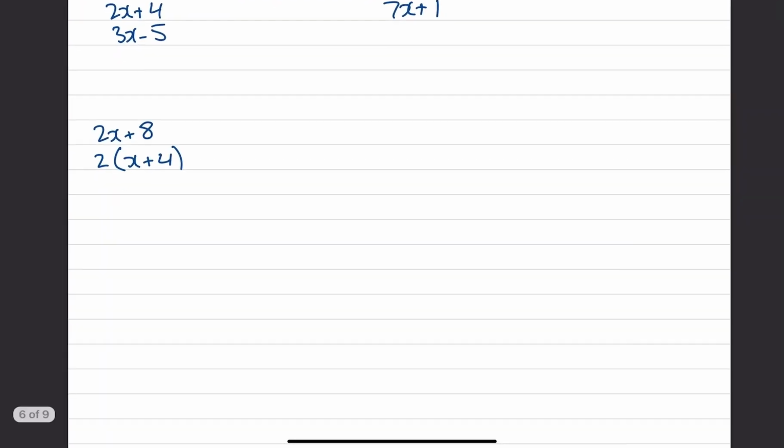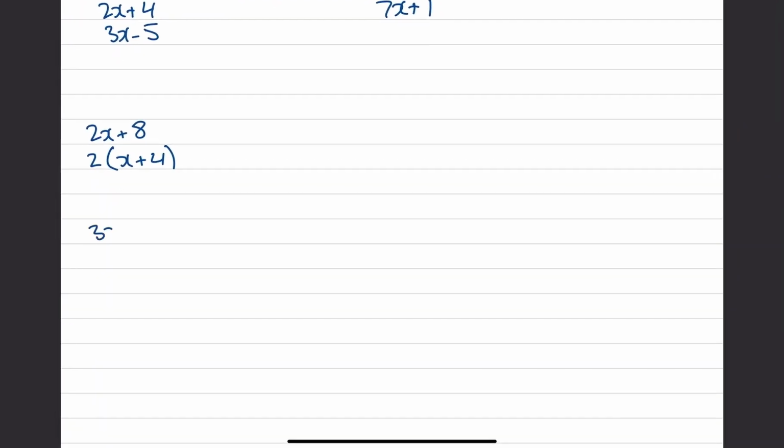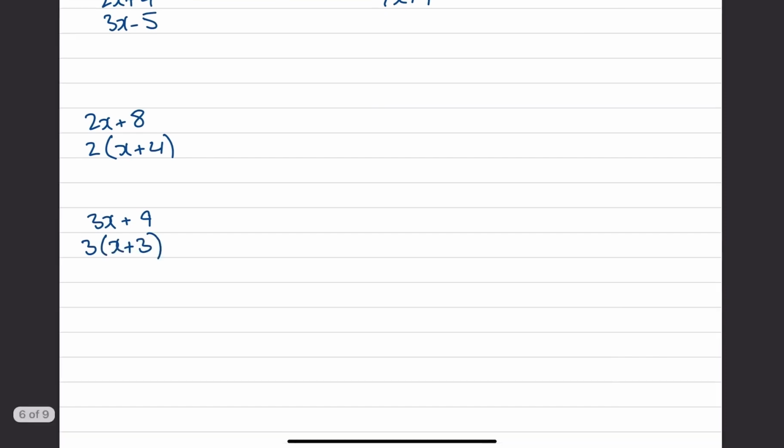Another example can be 3x plus 9. Now the one thing common between 3 and 9 is that they're both divisible by 3. So the one common factor they have is 3. So I can also write this as 3 times x plus 3.